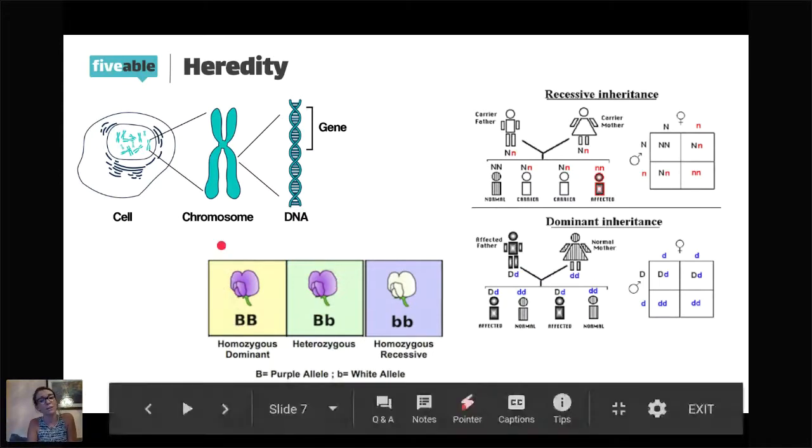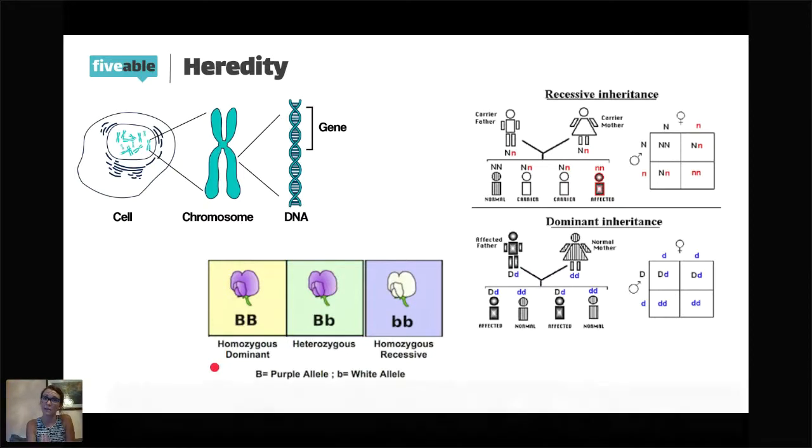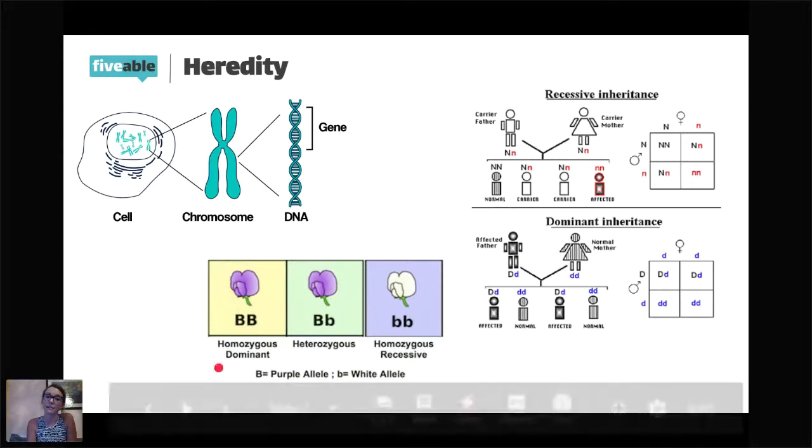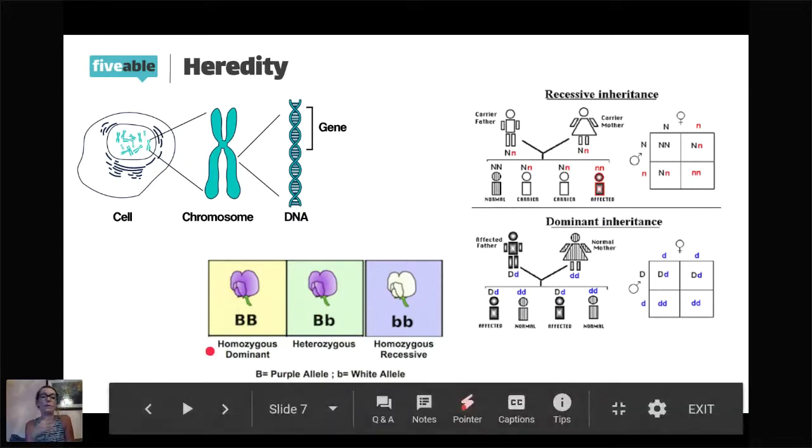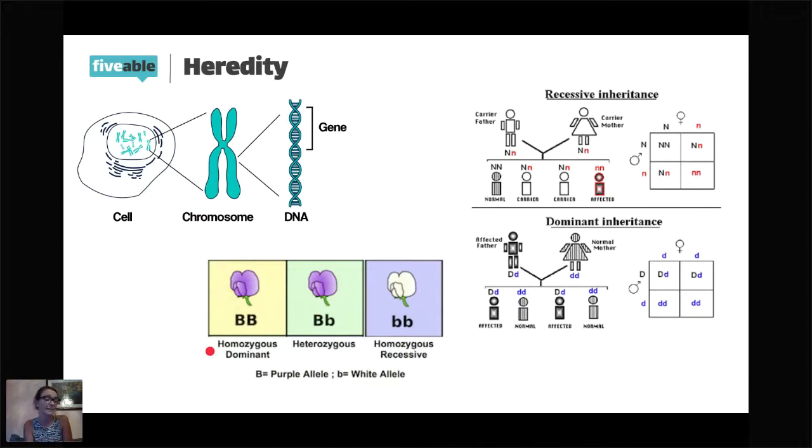On the left, we call this homozygous dominant. So homo means same, okay? Two of the same. And dominant because it's the dominant allele. So they have two of the same dominant alleles, big B, big B. We consider that homozygous dominant. They also have the dominant phenotype, which is that purple color.